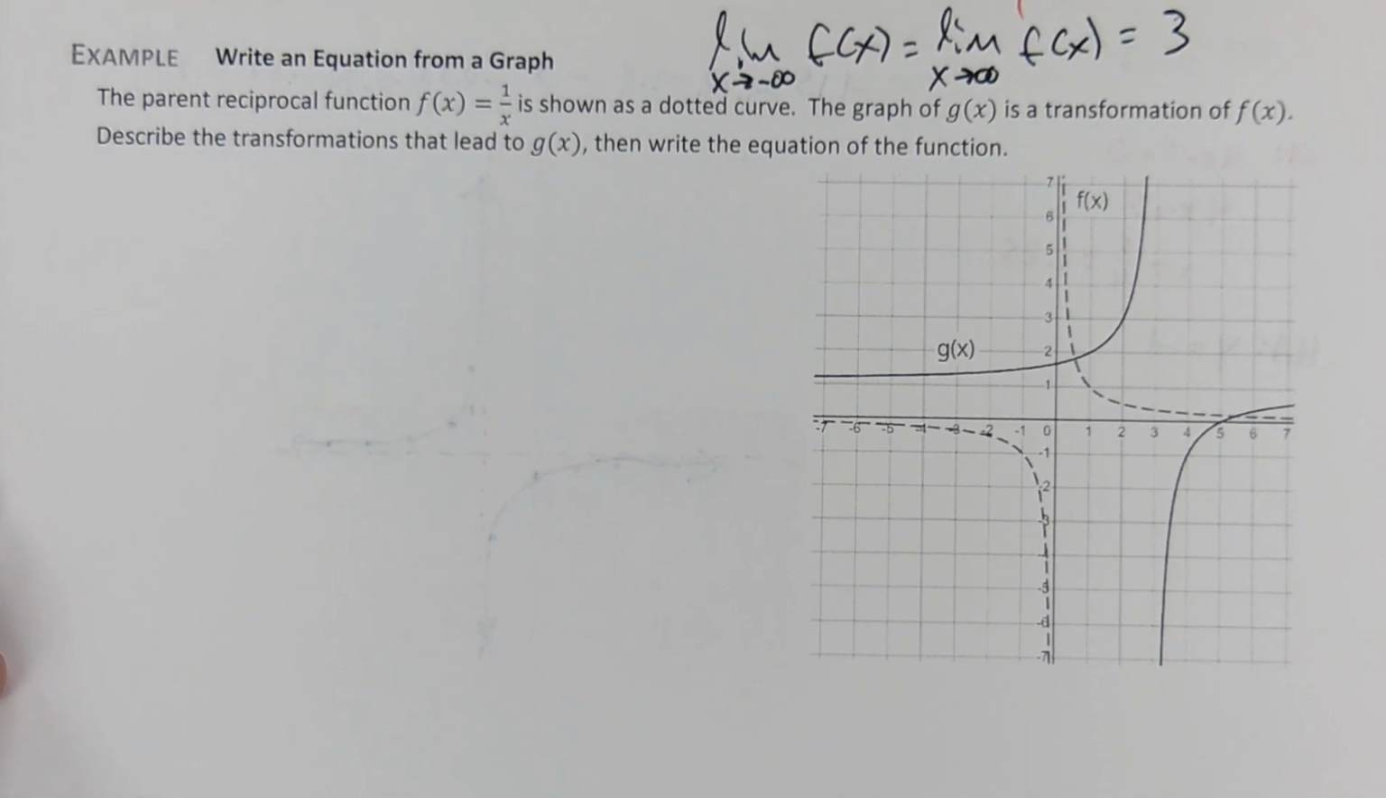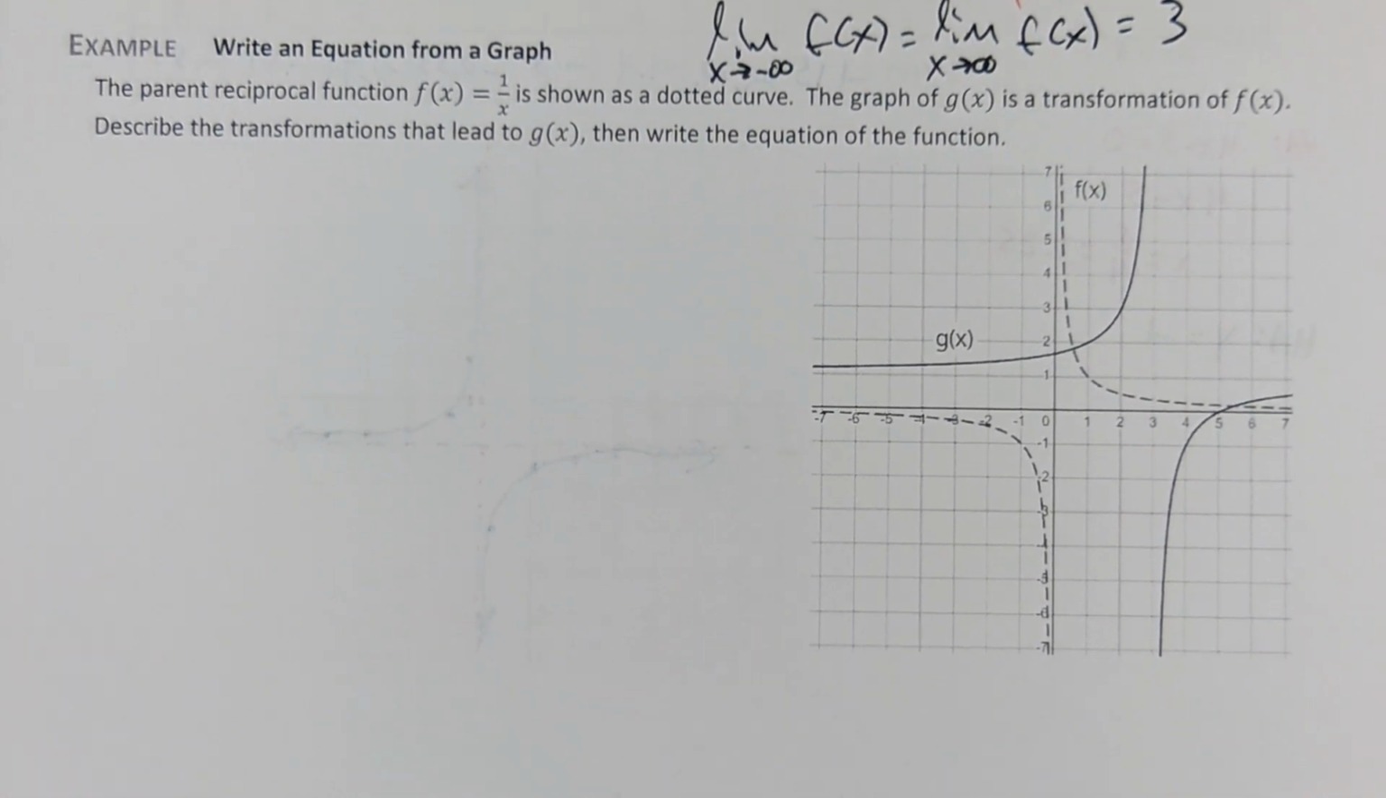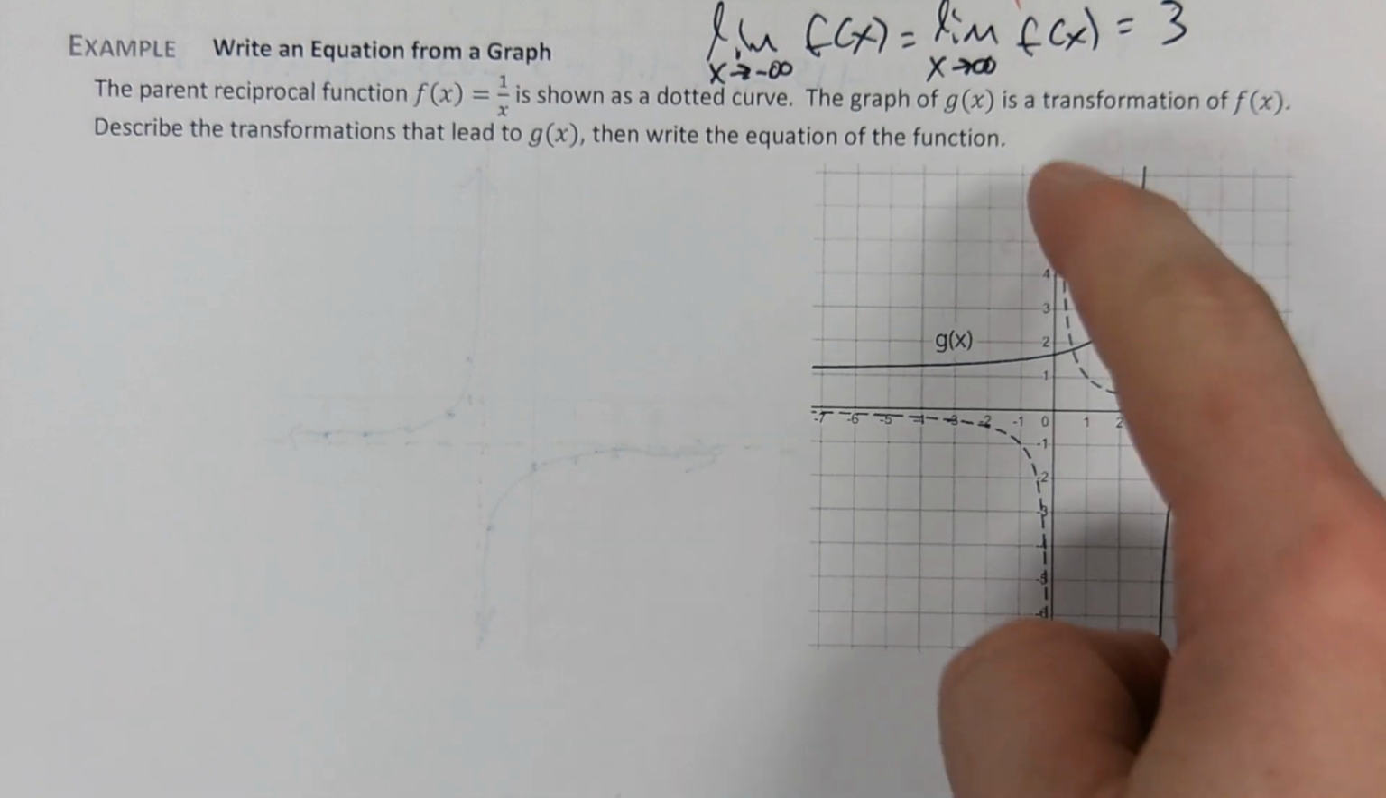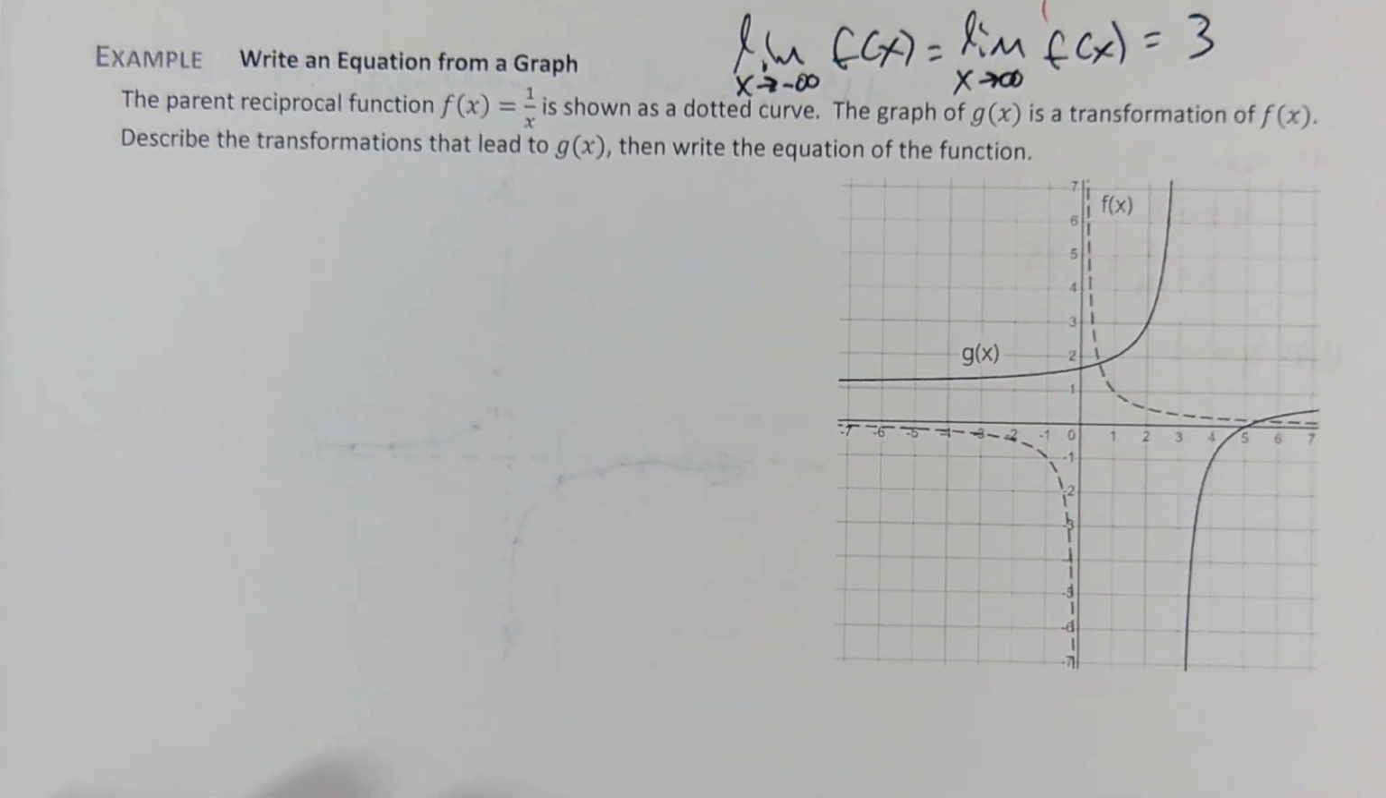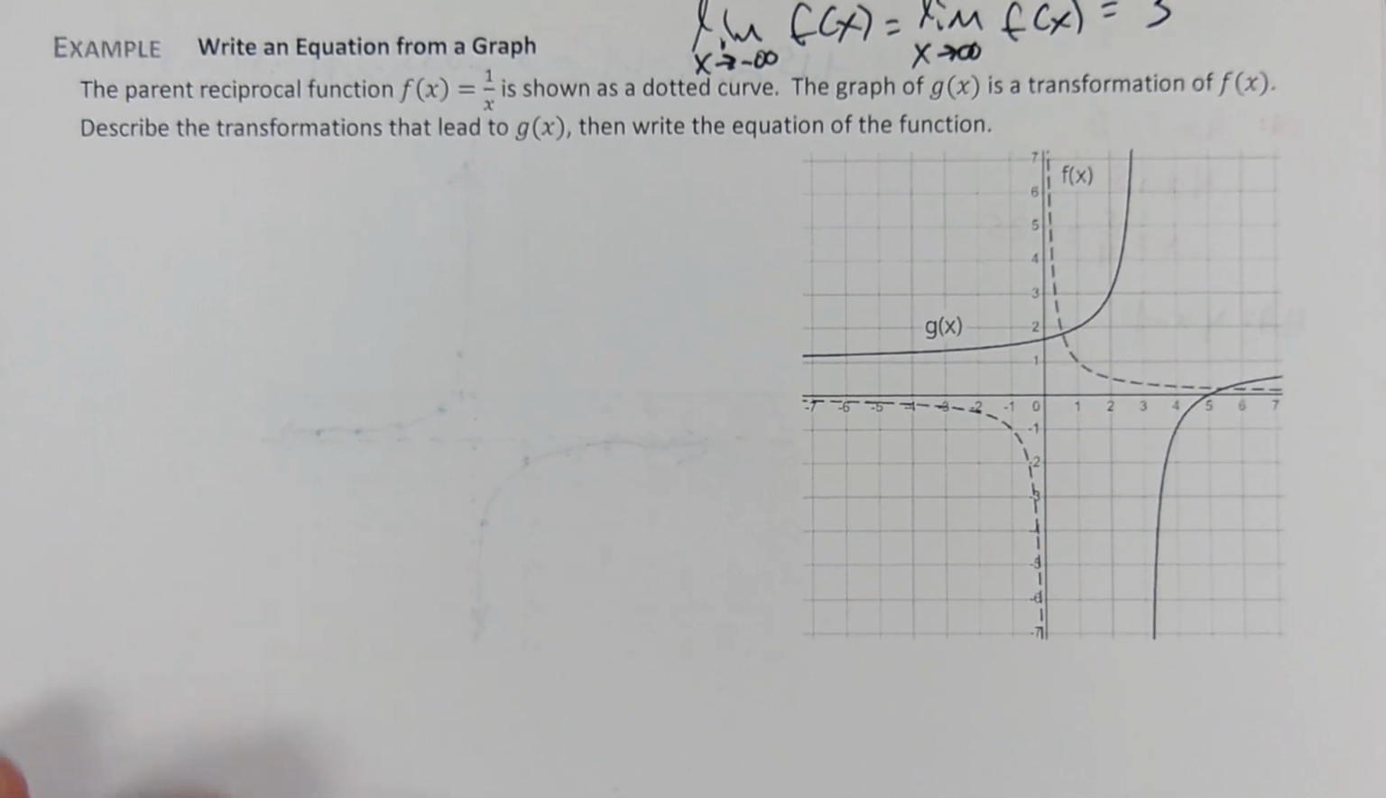This is numbers 3 and 4. We're going to write the equation of g of x. I've given you the dotted graph of f of x, which is the parent reciprocal function, 1 over x. So this is 1 over x. We're going to use our knowledge of transformations to find the equation for g of x. I would look at the asymptotes first. What x value is my graph not hitting at all?